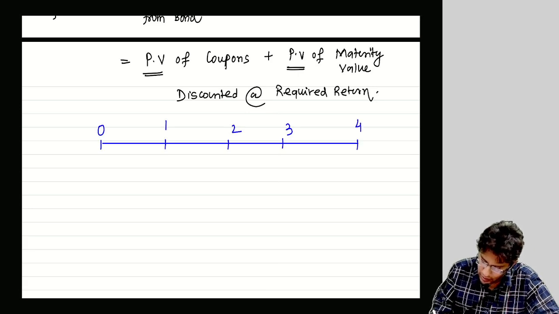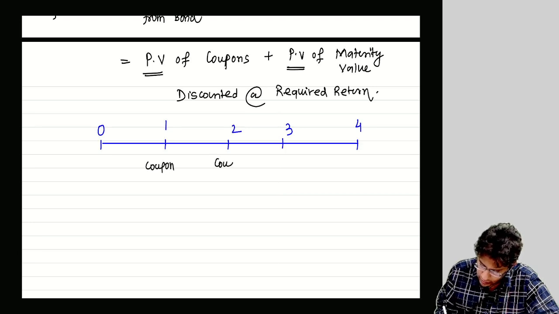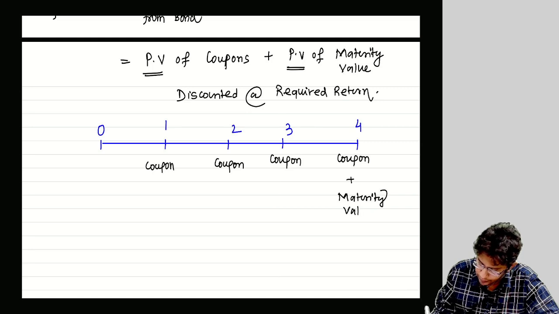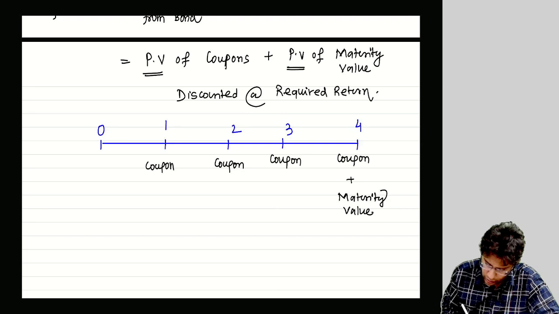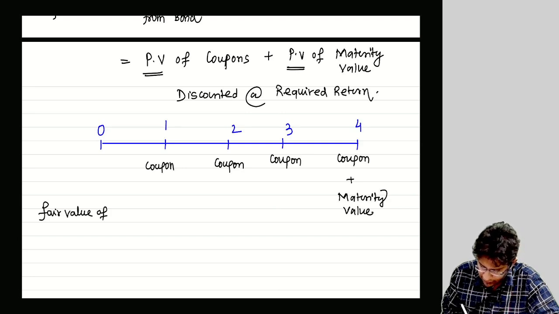Imagine, sir, you are having cash flows like this. There is a coupon amount here, a coupon amount here, a coupon amount here, a coupon amount here, plus you are also having a maturity value. Your goal is to work out the fair value of the bond.